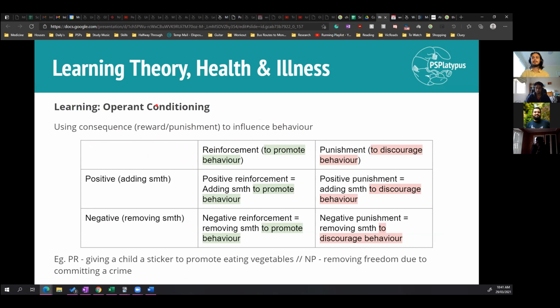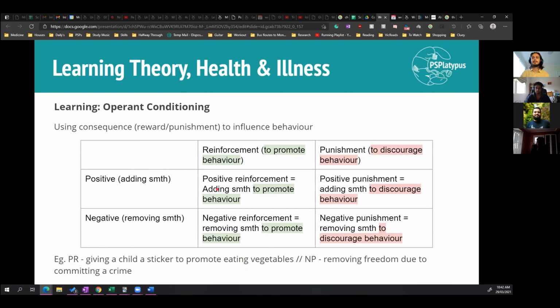You see this in everyday examples, right? Giving a child a sticker to promote eating vegetables. When you're giving a child a sticker, that is positive because you're adding something, and you're doing that in order to promote a behavior, eating vegetables, which is called reinforcement. If we look at this table and add these two words together, we call it positive reinforcement, the addition of something to promote behavior.